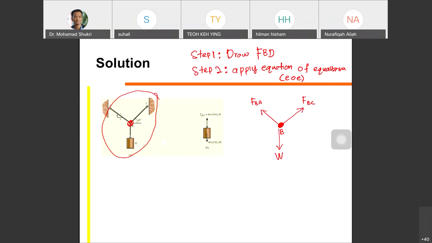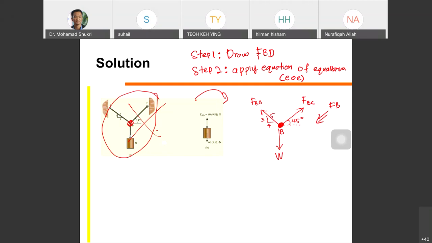If you want to put in the dimensions, you also can. If you don't want to, you also can. So this one is 45 degrees. And then this one is 3, 4, and 5. So this is your FBD. Once you complete the FBD, you don't need to look at this anymore. Always look at the FBD for your analysis.